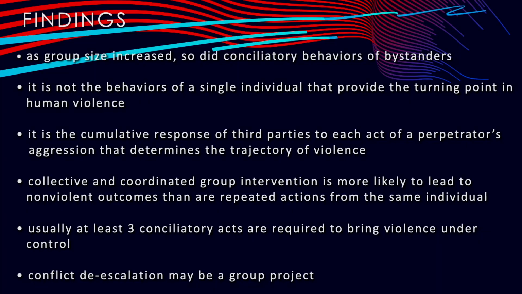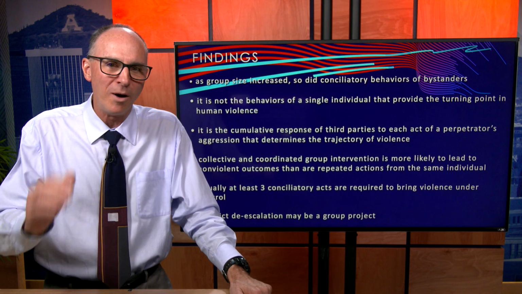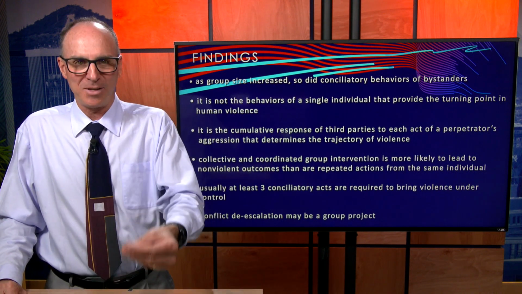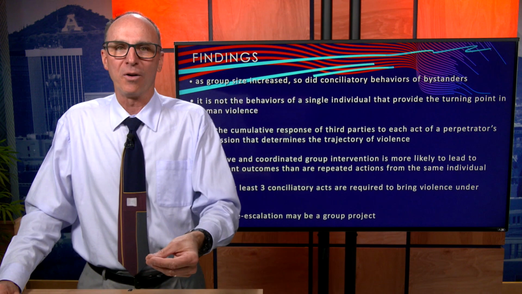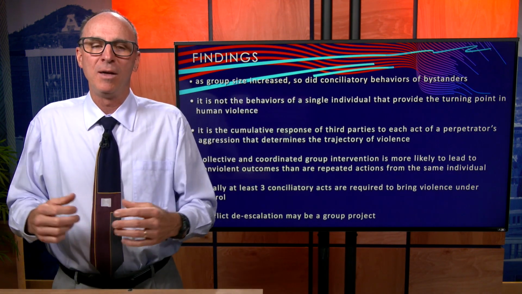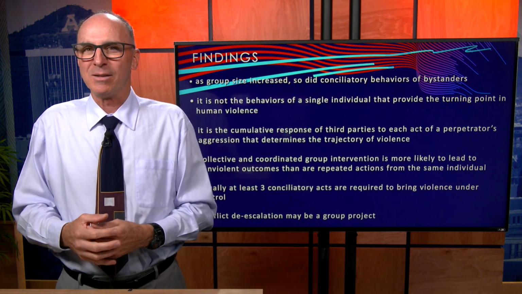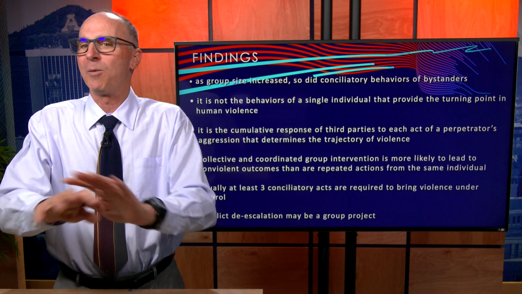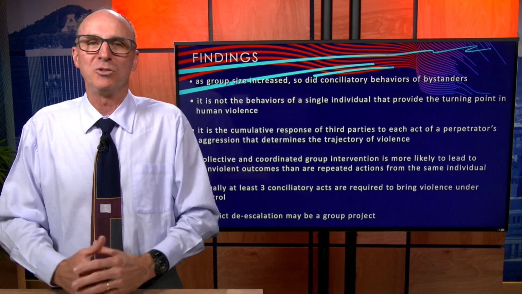Levine et al. found that usually 3 conciliatory acts were required to bring the violence under control. So this is not a one shot, one and you're done kind of deal. This is an activity that you keep doing over and over until it has the desired effect, and that may take a while. Third-party intervention is rarely going to be successful by a single behavior being performed and then boom, that's the magic solution. It doesn't work that way.